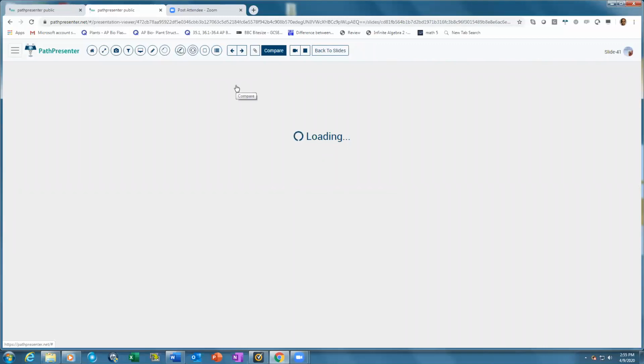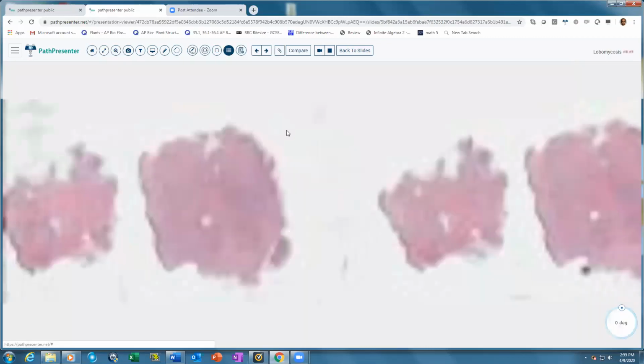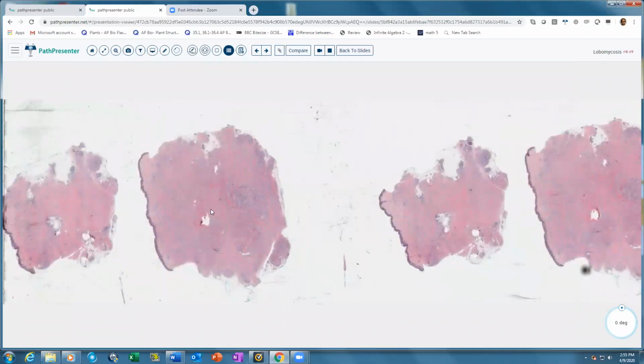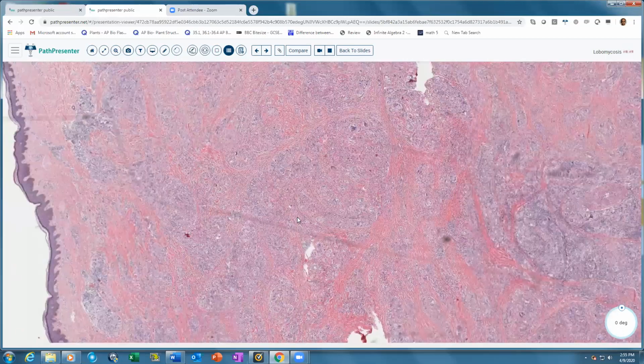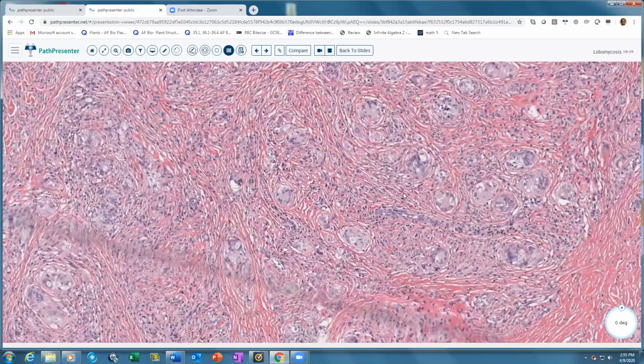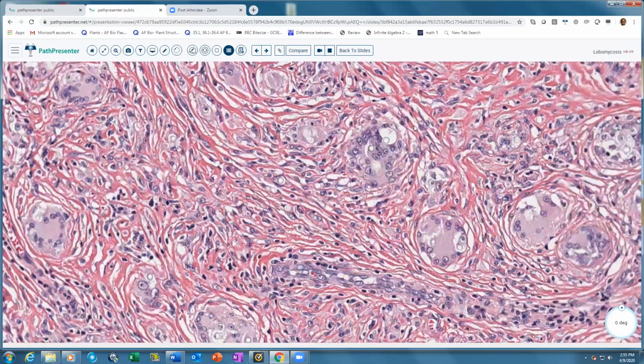The next one is lobomycosis. Clinically this presents with a keloidal-like plaque. It is also known as keloidal blastomycosis, that can become verrucous or ulcerated over time. And they can occur on the ears, elbows, or the ankles. This is a very beautiful slide where you're going to see this again. We talked about the suppurative and the granulomatous inflammation. You'll see a lot of granulomas, so giant cells, macrophages, and within these macrophages, you see these organisms here.